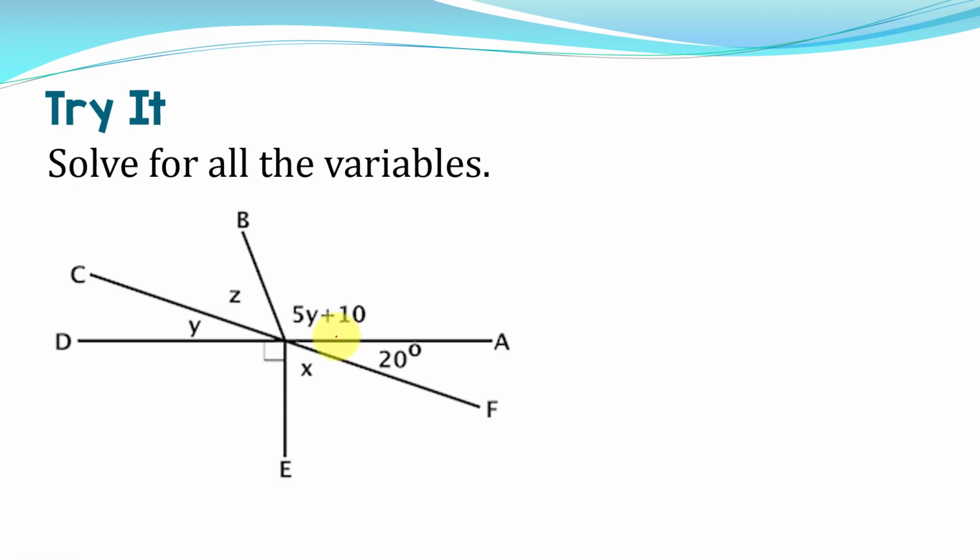I would start by looking here at this vertical angle situation. So that means this is 20 degrees. What else do we know? We know this is 90 degrees because we have a right angle marker. So then this is a line. So all of these together are going to equal 180. Well, I already know 90 and 20. So that's 110. So this one's got to be 180 minus those two. So that leaves me 70 degrees here.